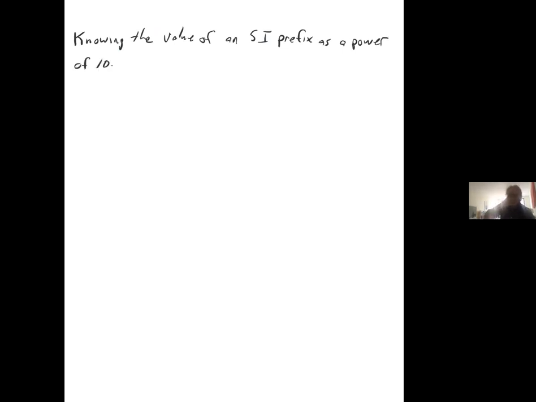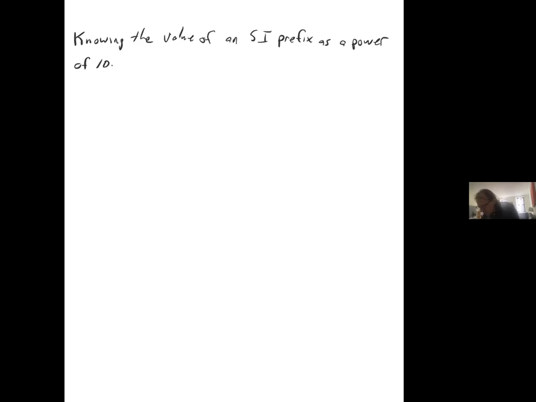This particular problem is called knowing the value of an SI prefix as a power of 10. This ends up being kind of an important one. It's a pretty simple problem, it's not that complicated. You just look up the values, but it's important to understand this idea of powers of 10. So what they want you to do is to complete everything.